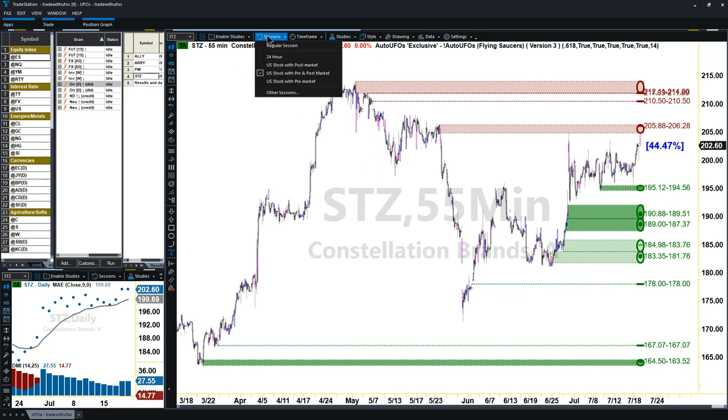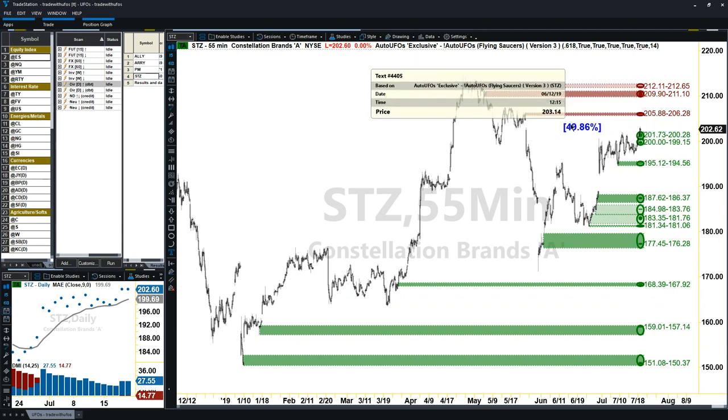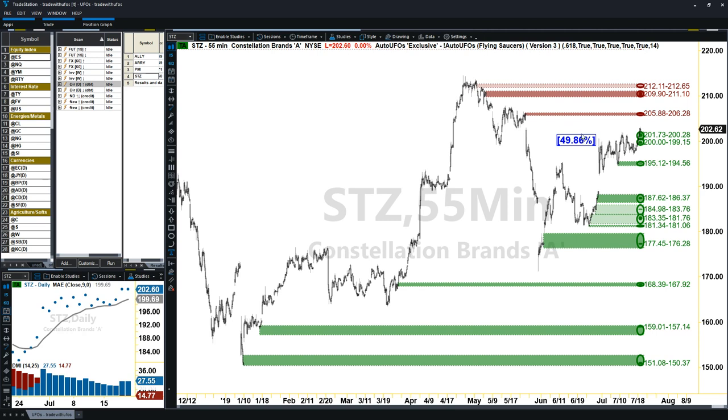So anyway, with pre and post market, we got 44% for STZ. With regular session, we got 49%. Normally, we want this to be 50 or more, especially for directional. I think you would agree with me if I take it as 50, because we are so close to 50 that just discarding it would be a shame. So we'll go for it.